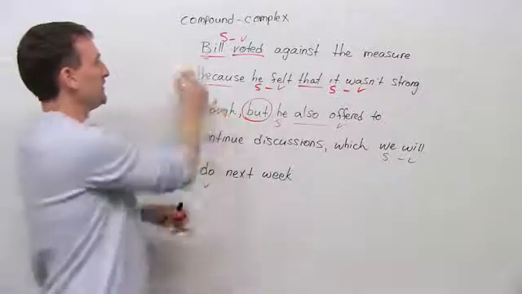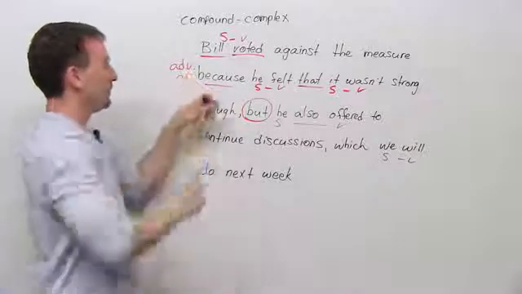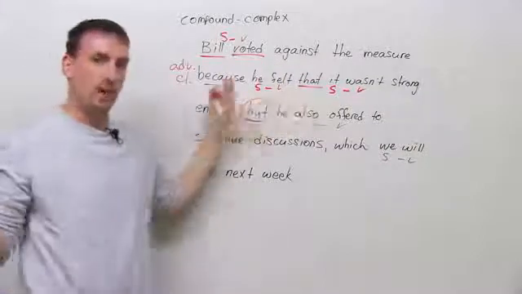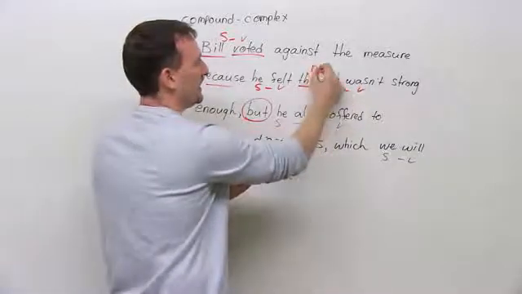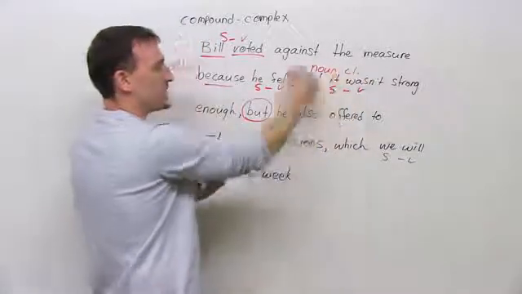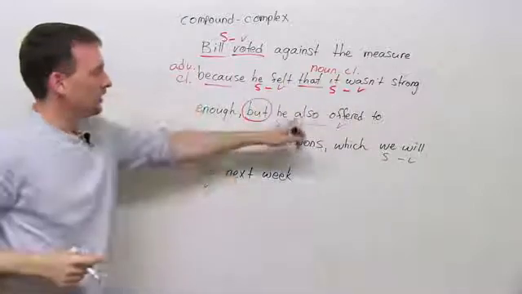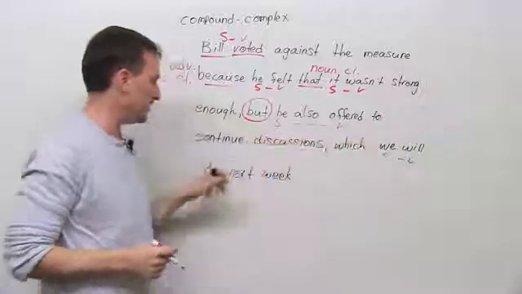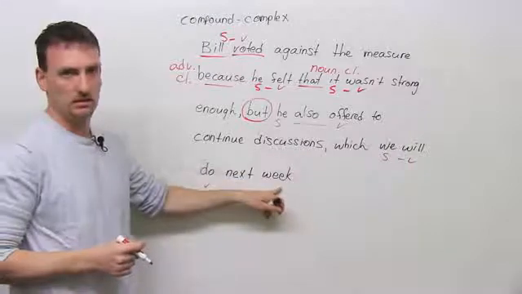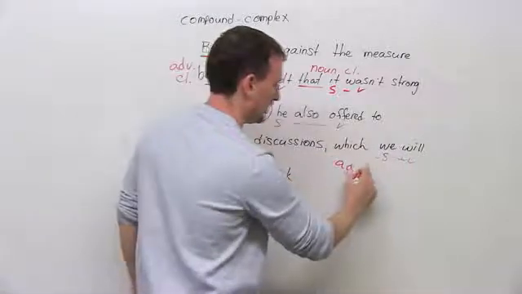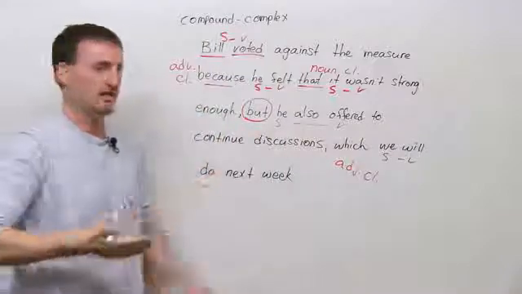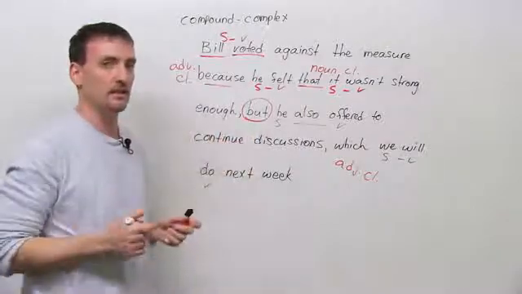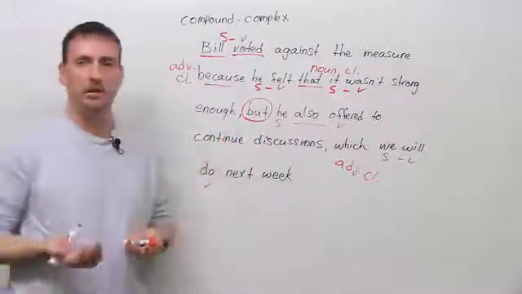Now, we're giving you a reason. So we have here an adverb clause with reason about why he voted against. Because he felt. Felt what? That it wasn't strong enough. So here we have a noun clause acting as object to felt. He also offered to continue discussions, so the discussions, we will continue the discussions next week. So here we have an adjective clause. So look at that. I have all 3 types of dependent clause. I have 2 independent clauses with a contrasting compound conjunction, and I have a compound complex sentence.